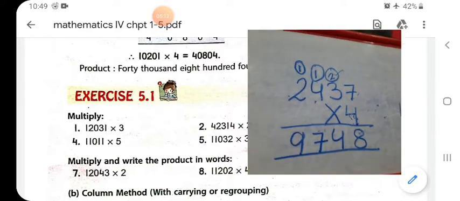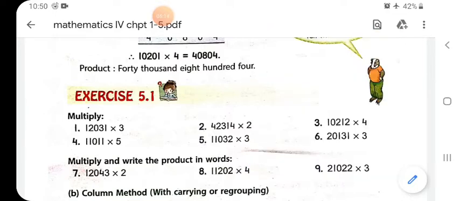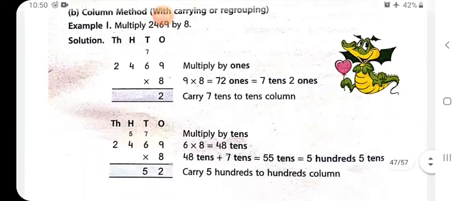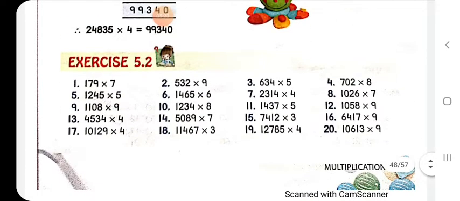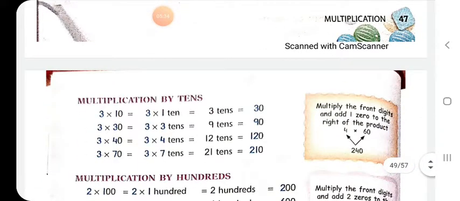Now today we are going to start with our next topic. So we have done exercise 5.1 and 5.2 also. Some sums I have discussed along with you, and other sums are given to you as homework.